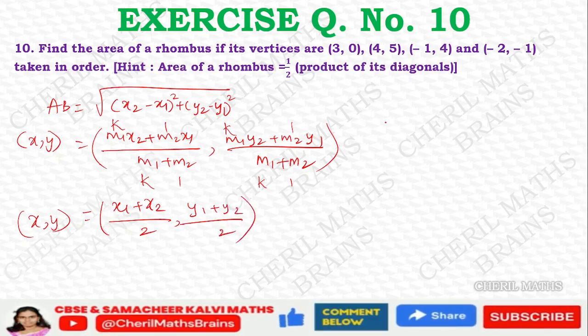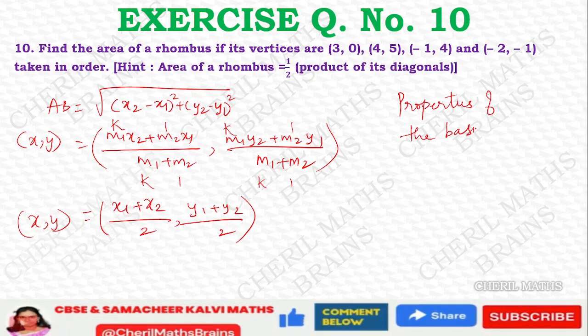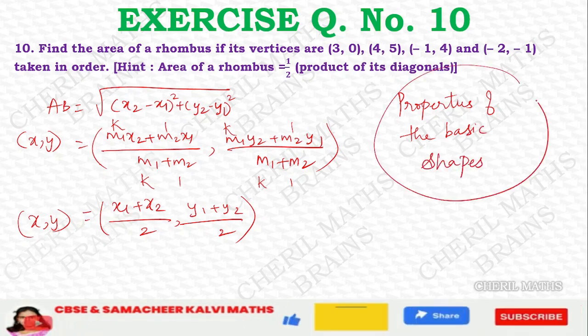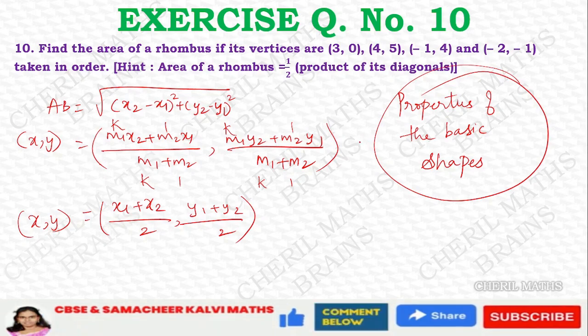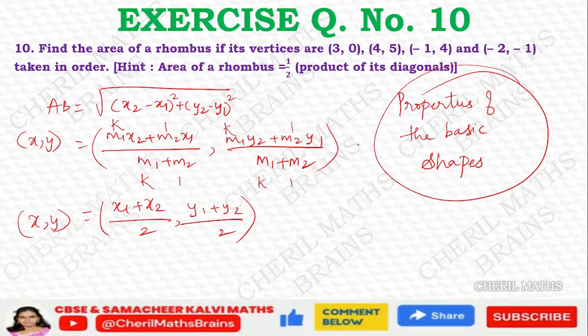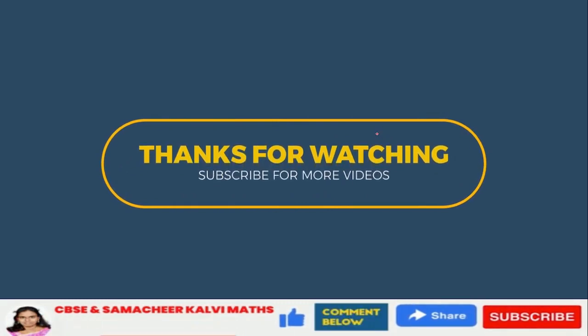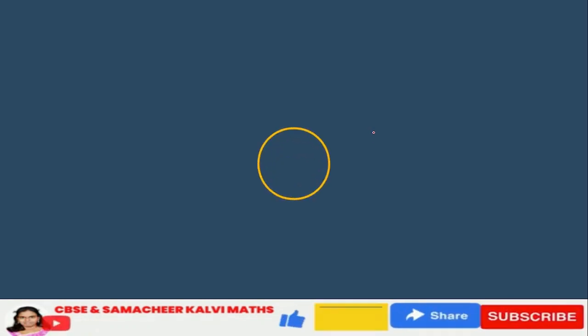One more thing you need to remember is the properties of the shapes. So properties of the basic shapes you need to remember. Only then it will be easy for you, children. So please go through all these. These are the important things which you need to remember. If you go through all these, it will be easy for you to solve the questions in this chapter very easily. You can very easily score marks also, children. So please don't lose the marks for the questions which come from this chapter.